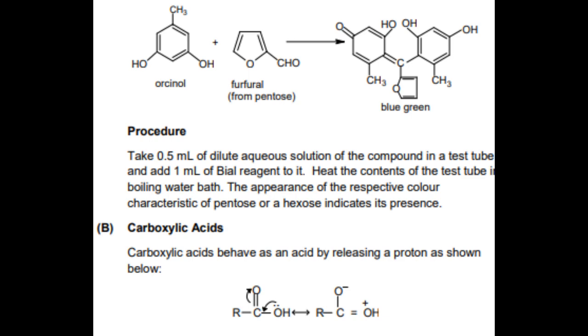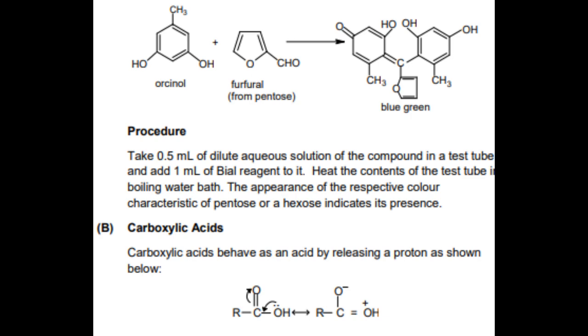2. Fluorescein test. This test is given by dicarboxylic acids such as phthalic and succinic acids. The dicarboxylic acid or its anhydride on heating with resorcinol in the presence of concentrated sulfuric acid gives a yellow-green colored fluorescent dye called fluorescein. Look at the screen.